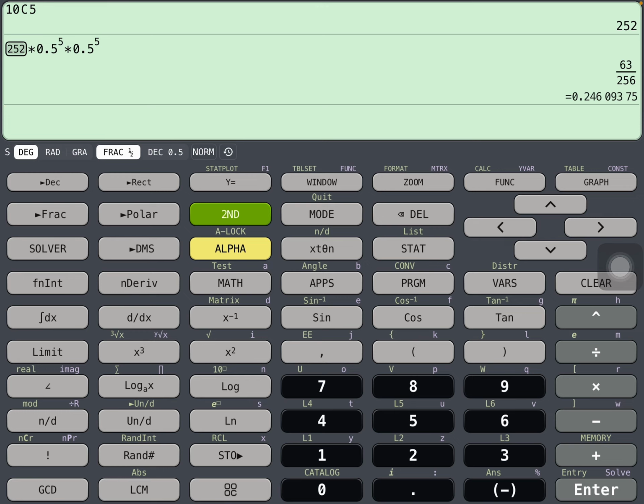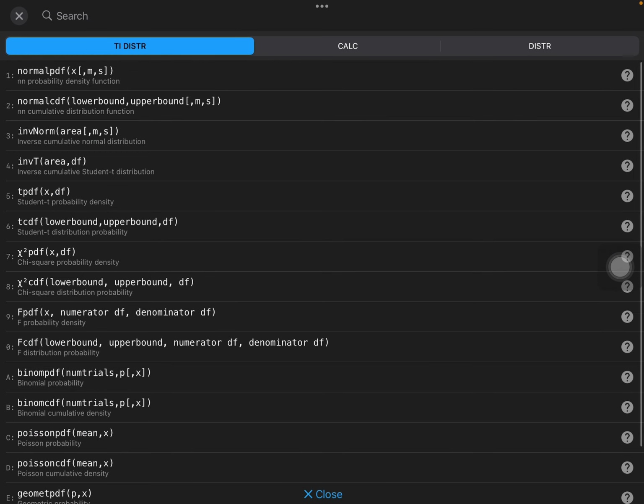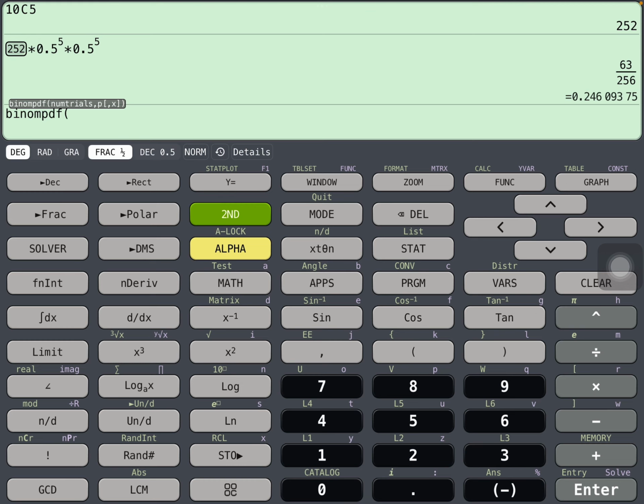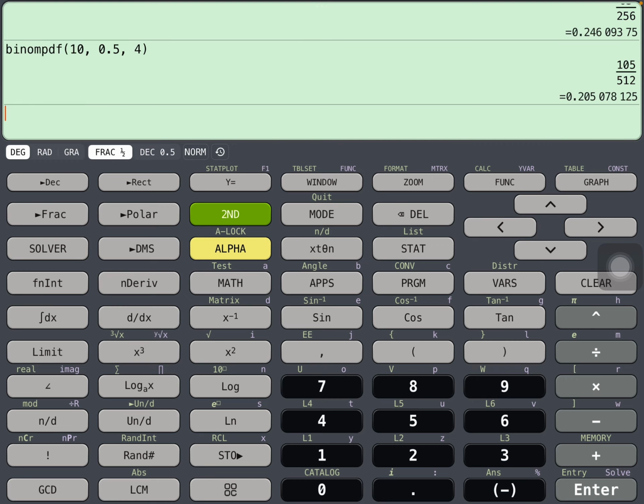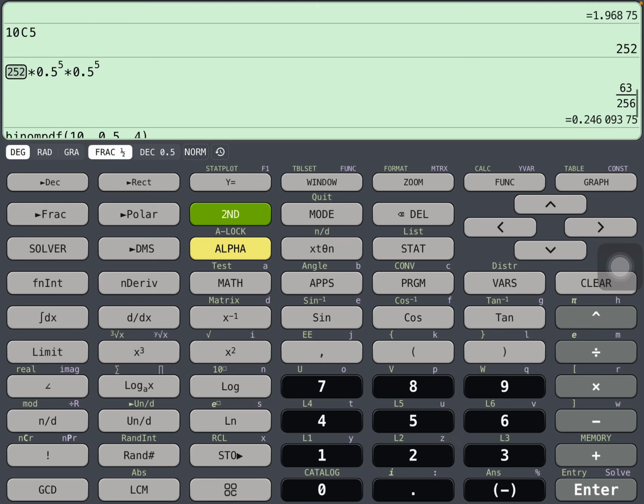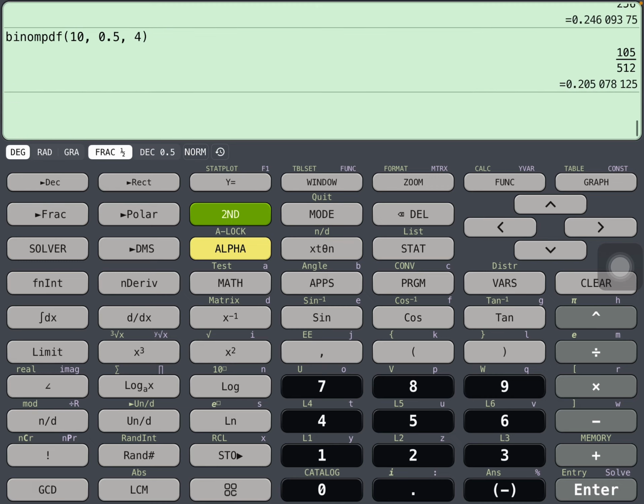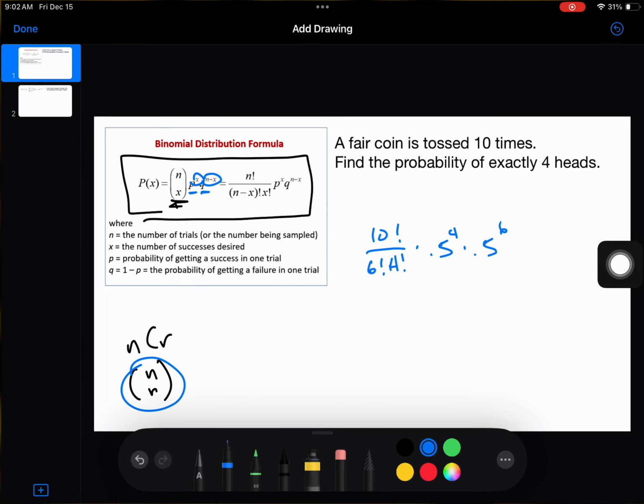So we're going to go 2nd, VARS, and it gives us this big menu. Going down to letter A, which is binomial probability. And it says number of trials, p and x. Number of trials in this case is 10, the p is 0.5, and then the x is going to be 4. So we're going to enter 10, comma, 0.5, comma, 4. And it's going to give us the same number, about 21%, as we saw in the previous outcome. So that is about 0.205.